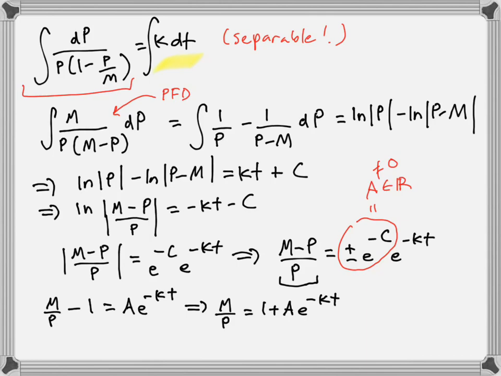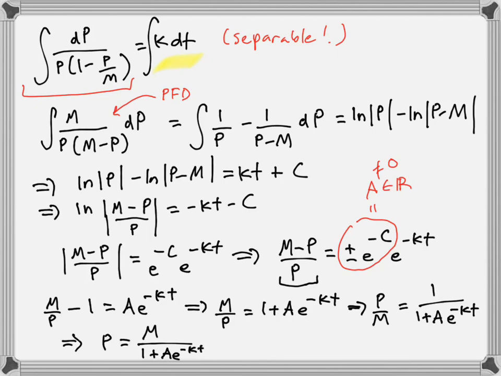And then I'm going to take the reciprocal of both sides. This means that P over M is equal to 1 over (1 plus A e to the negative kt). And then finally, you multiply both sides by capital M. You end up with P is equal to M over (1 plus A e to the negative kt). Okay, so we are almost done here, except we introduced this new guy in here, A.